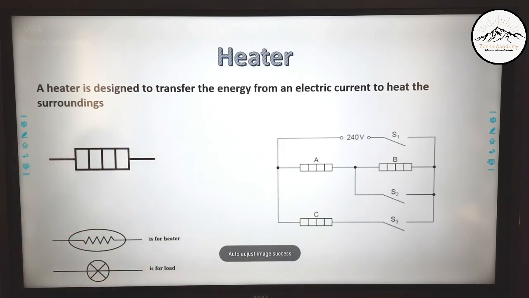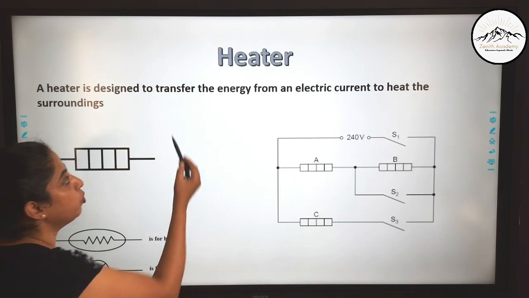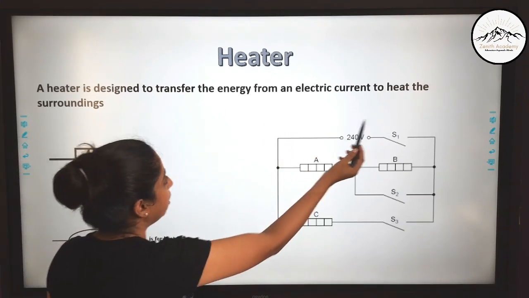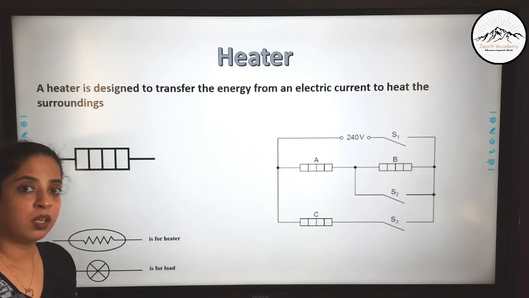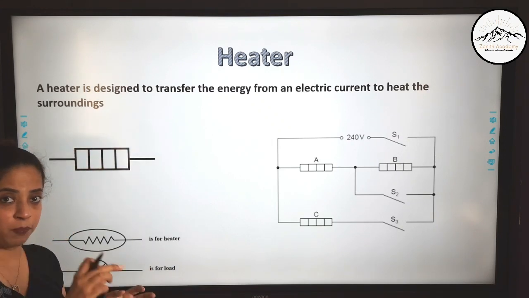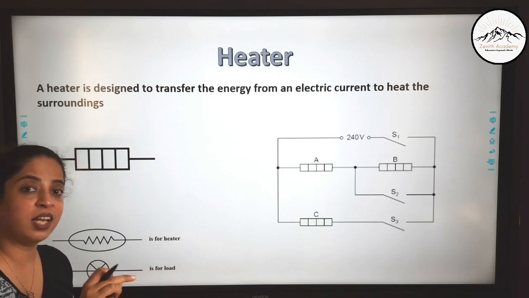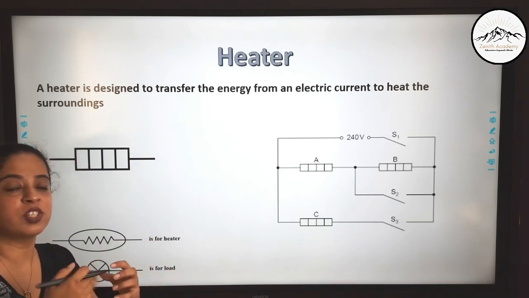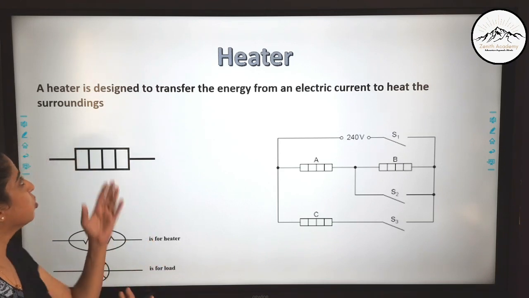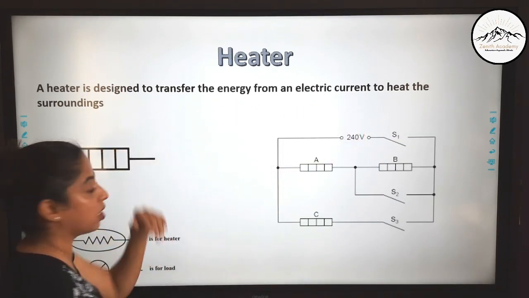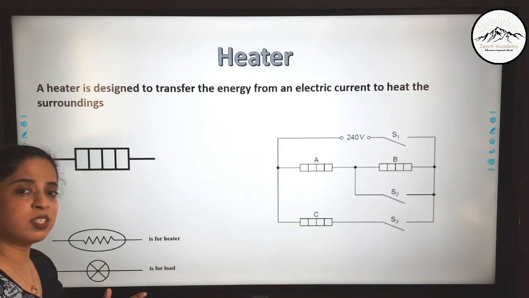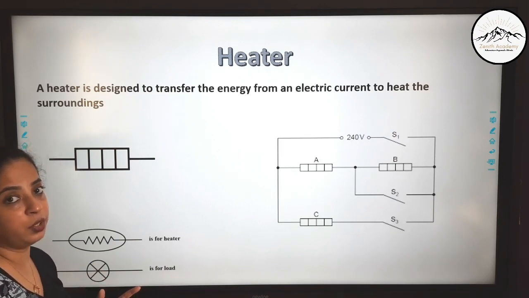Next component is heater. So heater is designed to transfer the energy from an electric current to heat the surroundings. So whenever we want to heat something, what we will do, we'll employ a heater in the circuit so that all the current converts into heat. So it uses the electric current and converts it into heat.